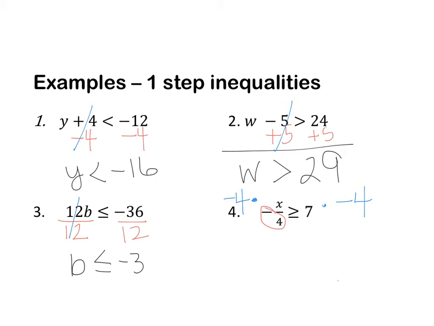Alright, here's where you encounter the one difference between solving an equation and solving an inequality. Whenever you multiply or divide both sides of the inequality by a negative number, you have to flip the direction of the inequality. Then once you do that, our negative 4's cancel out because I'm multiplying by negative 4 and dividing by negative 4. And I'm left with an x on this side. My inequality flipped, and I get a negative 28. So my answer is x is less than or equal to negative 28.